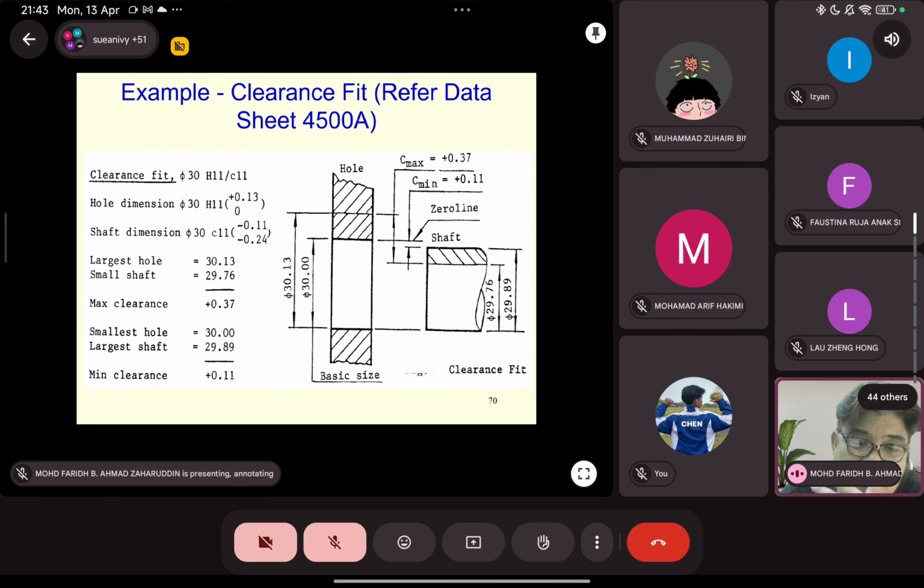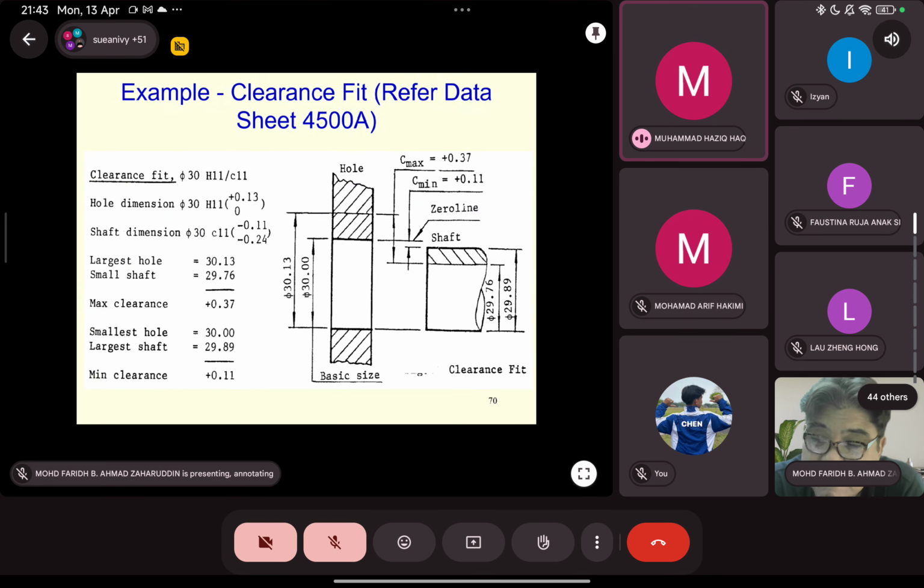Okay, now next. Aziz, where are you Aziz? Muhammad Aziz. Ada. Okay, Muhammad Aziz, answer my question. What is the maximum size and minimum size of shaft? Aci tu, apa size maksima dengan size minima? Maksimum dia 30 minus 0.11. Wait. Minimum dia 30 minus 0.24.